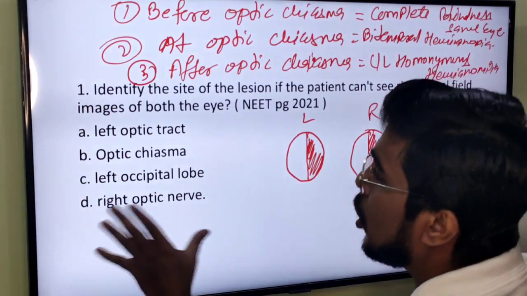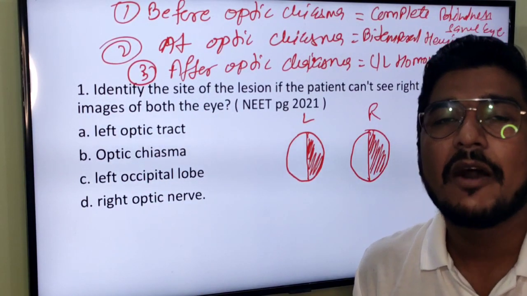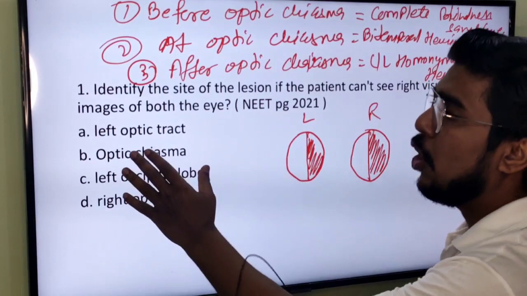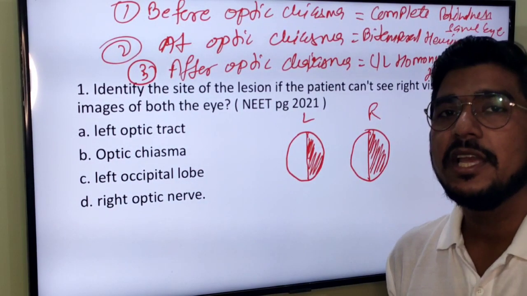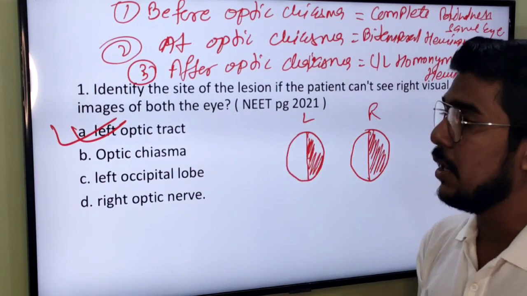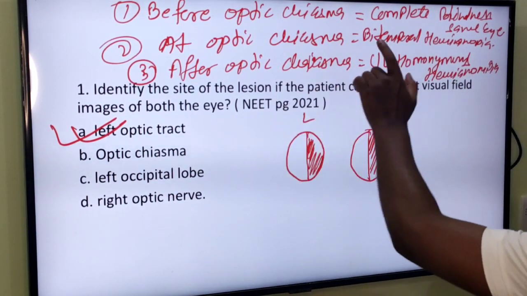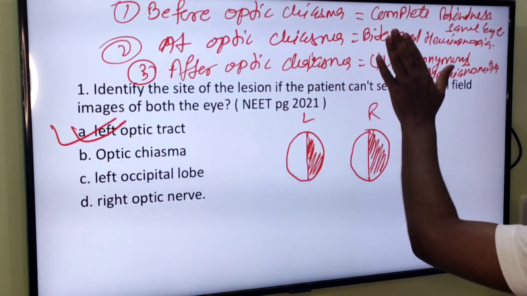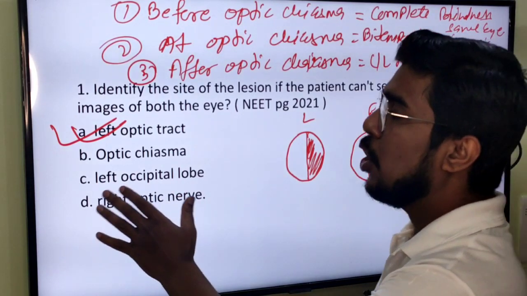So let's search in the options: left optic tract. Our answer is this. The left optic tract is after the optic chiasma and obviously on the left side. So the answer is this. You got the answer. Now coming to the other options. Optic chiasma: but at the optic chiasma the defect will be bitemporal hemianopia. It is not like that. Left occipital lobe.